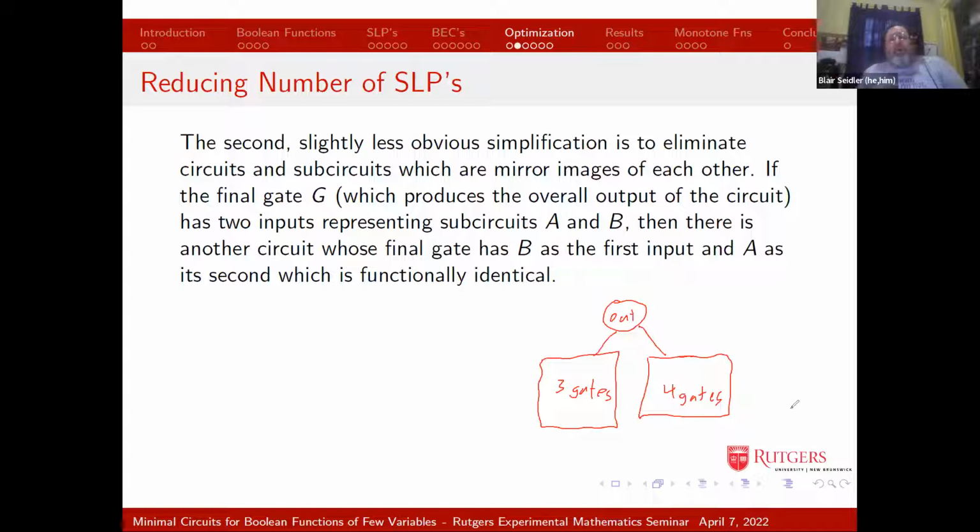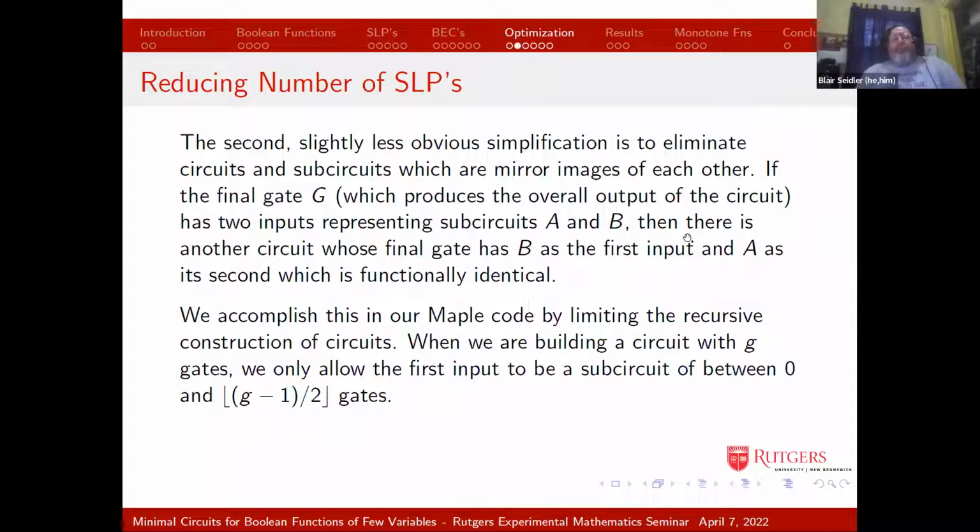So the way I deal with this in the code is that, okay, now I'm still in annotate mode, actually. Sorry. When I'm recursively building my circuits, I only allow the first input to be a subcircuit with somewhere between 0 and up to half the gates. So if I'm building the 7 variable circuits, the left-hand side of my circuit will have between 0 and 3 gates always. And I don't lose anything there.